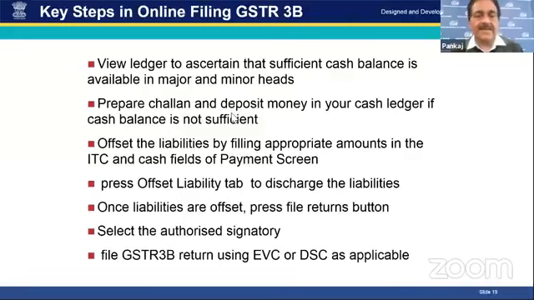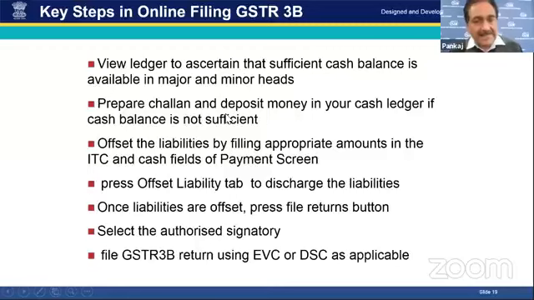Okay, so you can also view in respect of which minor and major head what balance is available. So if there is a payment to be made, a cash payment to be made, you should prepare the challan for the requisite amount. And after payment, your cash ledger balance would be automatically updated and auto populated. And you can offset the liability.